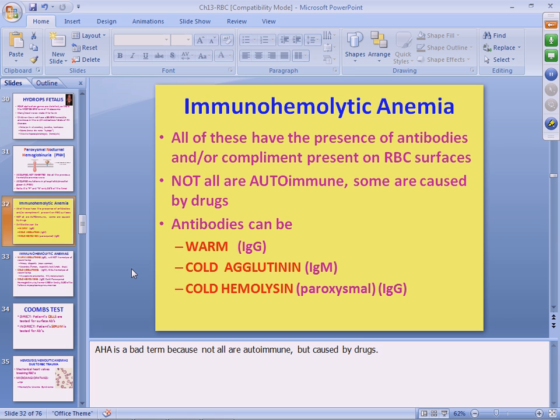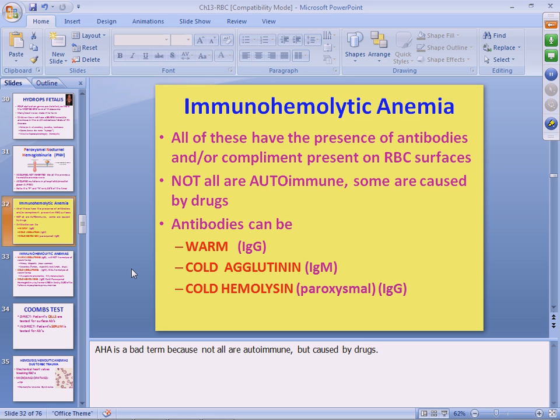You could have warm autoantibodies, and that's IgG. And why is it called warm? Because it's only present when it's inside of our body temperature. Once that blood is drawn and you put it in a test tube in the hematology lab, it doesn't cause agglutination. It only causes agglutination in the body.